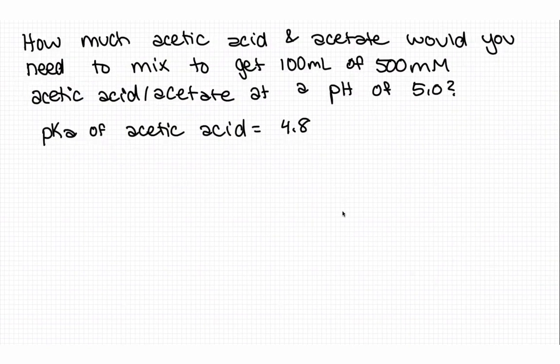One last example, something similar to what you might be doing in the lab to prepare a buffer, is to figure out how much of the conjugate acid and conjugate base you would need to mix together to get a desired pH. In this case, the example asks how much acetic acid, our conjugate acid, and acetate, its conjugate base, you would need to mix in order to get 100 milliliters of 500 millimolar acetic acid acetate at a pH of 5.0. It tells us that the pKa of acetic acid is 4.8.